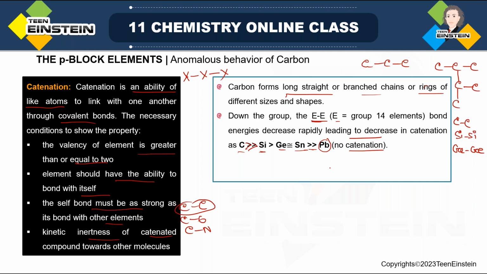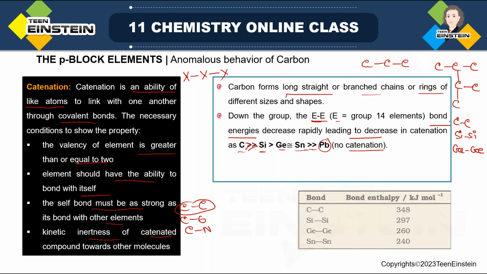Now why is this catenation property decreasing down the group? It is directly related to the bond energy. So just have a look at the bond energy. When you are moving down the group, gradually the bond energy in kilojoules per mole is decreasing, right? So this is the reason why it is decreasing.